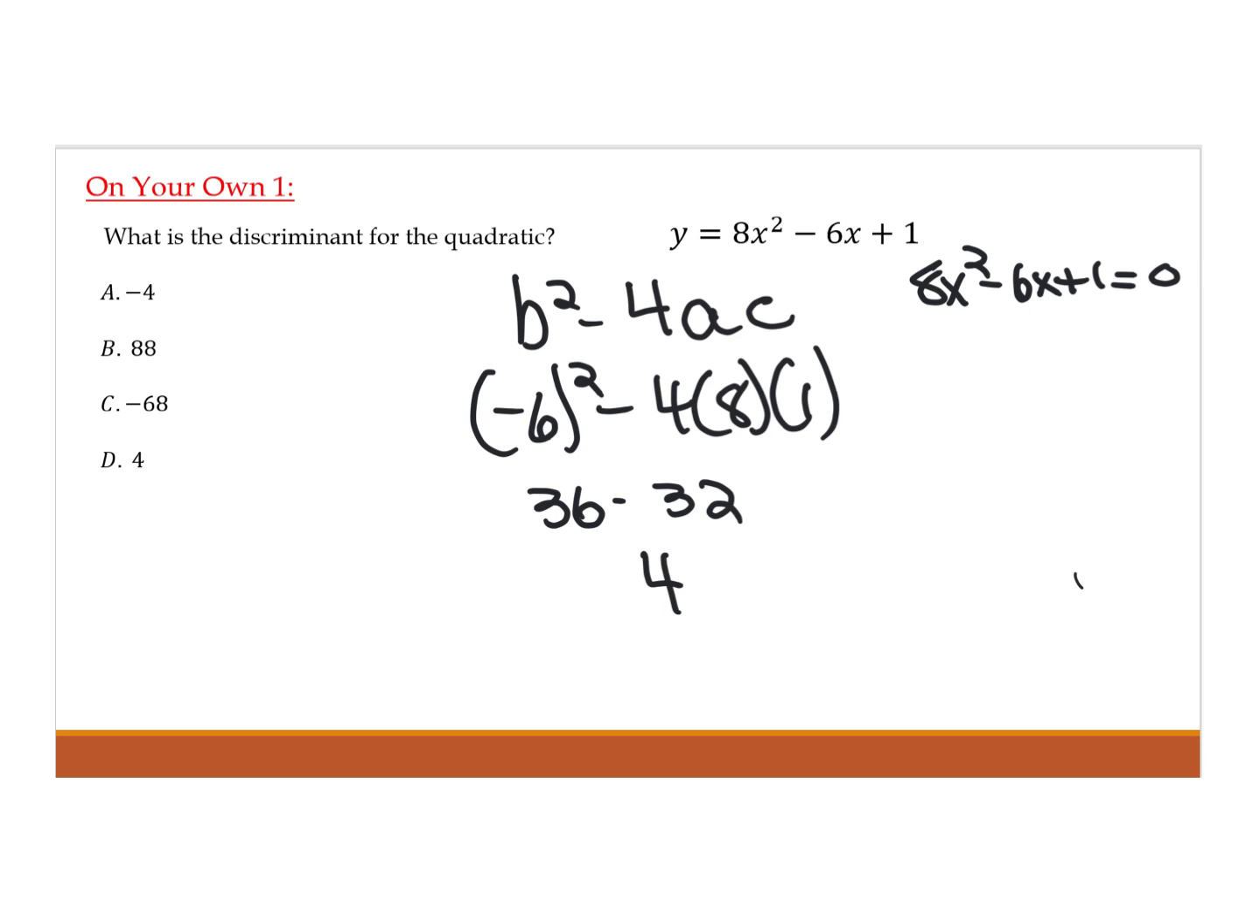Your b value is negative 6, so you have negative 6 squared minus 4 times a, which is 8, times c, which is 1. Simplify, you're going to get 36 minus 32, which has a value of 4. Okay, and because this is 4, even though it does not ask, we know that there are going to be two real solutions.